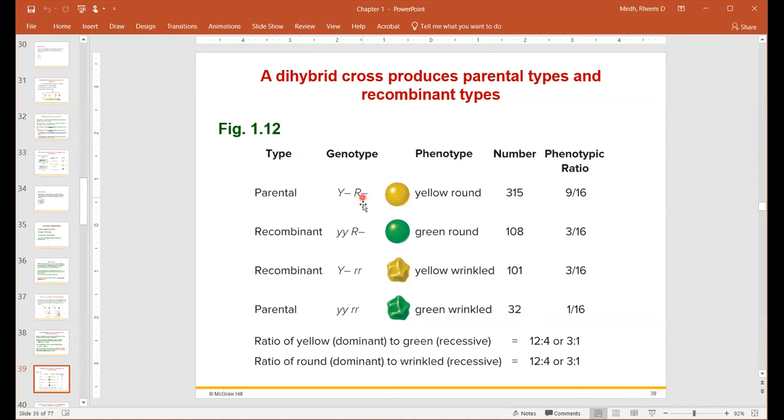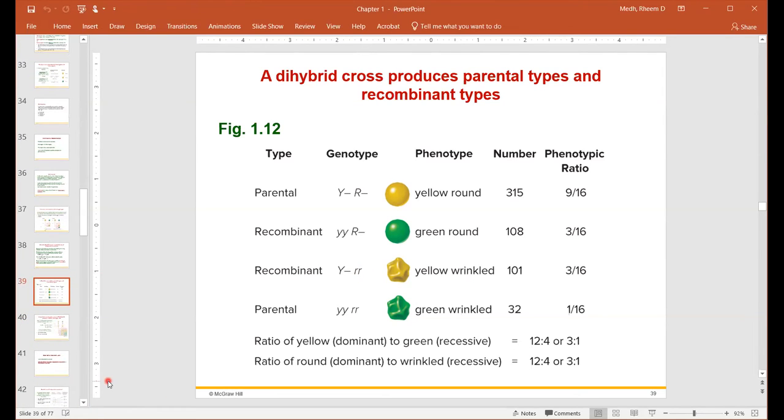If you just looked at the rounds and the wrinkles, the rounds are these and these, and they are 3 times as many as these. So you always get the 3:1 ratio of each trait independently of the other trait. Okay, so that's what Mendel's law of independent assortment says: each trait behaves independently of the other trait, but in combination, you get both the parental and the recombinant ones. So you have every possible combination of both of them.